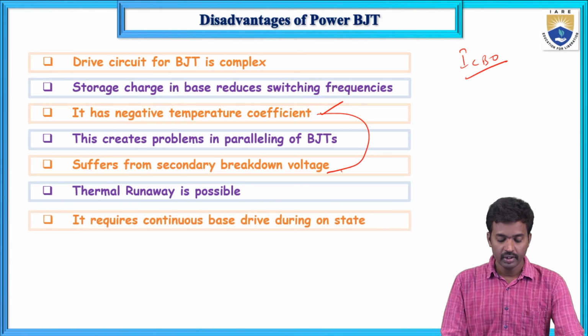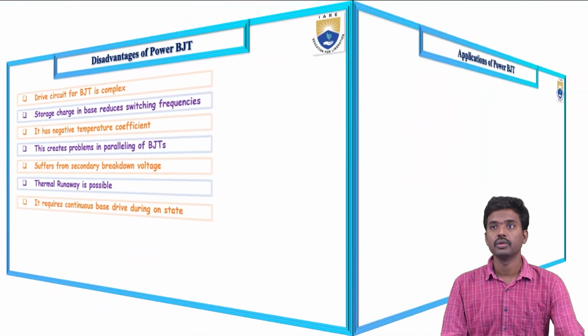Next, it requires continuous drive during the on state. Requiring continuous drive means losses are more.